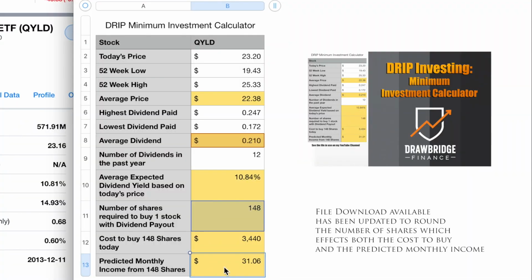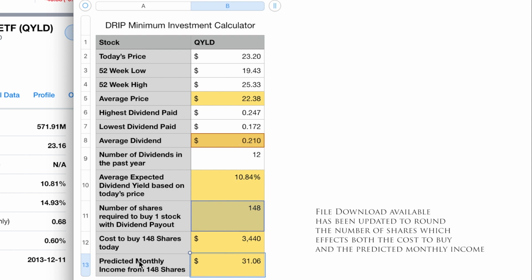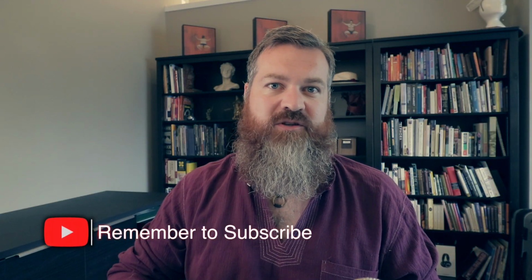Now, the predicted monthly income from those 148 shares would be $31.06. It's taking the number of shares that would be purchased, 148, times the average dividend, which is 21 cents. So we get a predicted monthly income of $31, which is above the highest price that the stock was. The $31 would give us at least enough income every single month to buy 1 share. So we're increasing our wealth month after month.